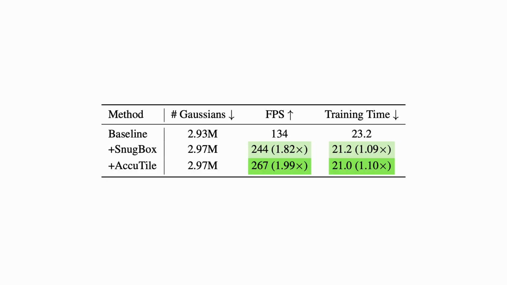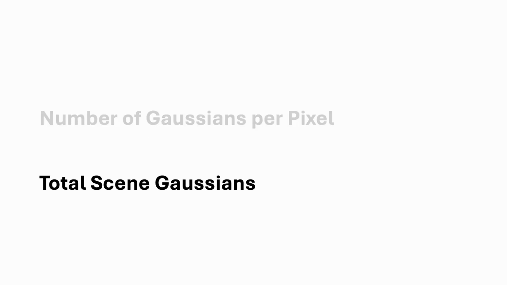Empirically, Snugbox and AccuTile increase the rendering speeds by a surprisingly high amount. The numbers in this table are averaged over 13 scenes from 3 datasets. Interestingly, our algorithms also noticeably decrease training time. Next, I'll discuss efficiently reducing the total scene Gaussians.